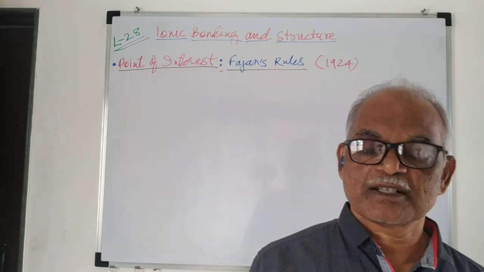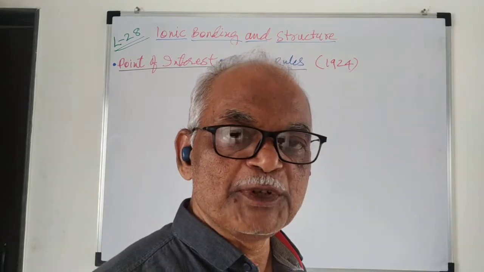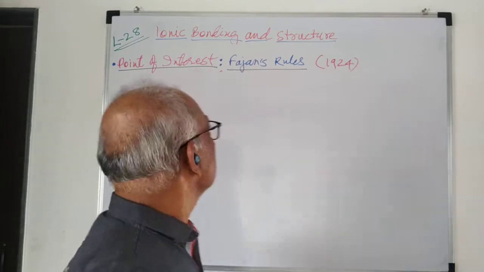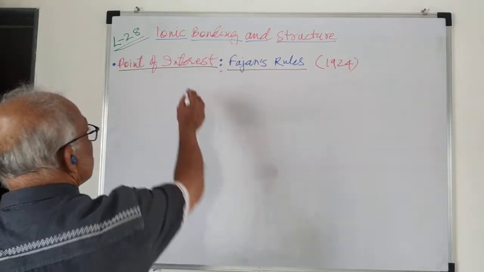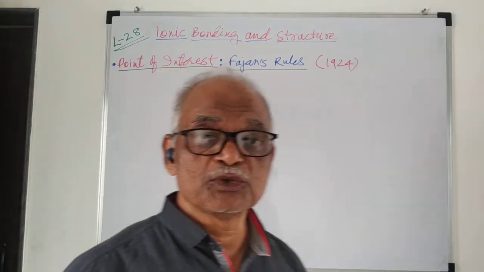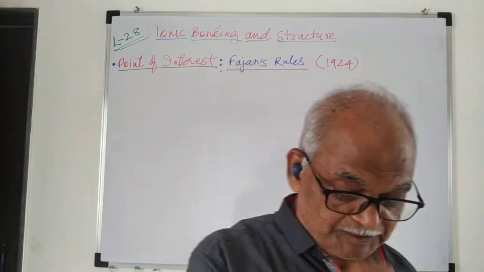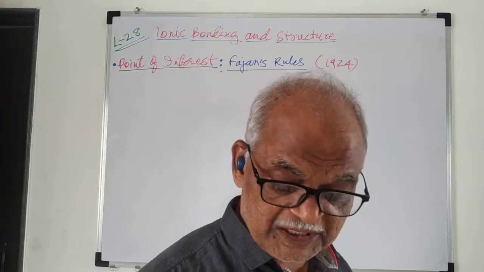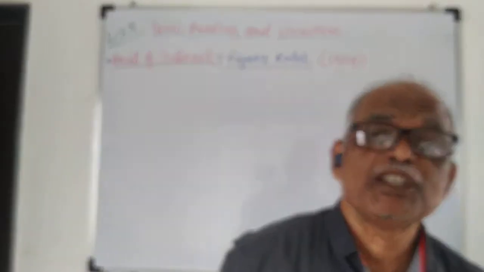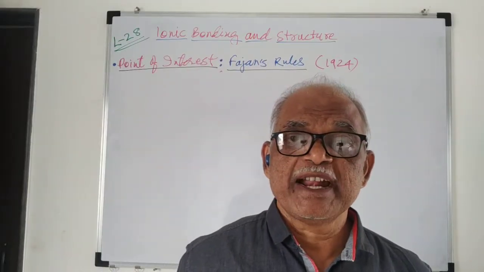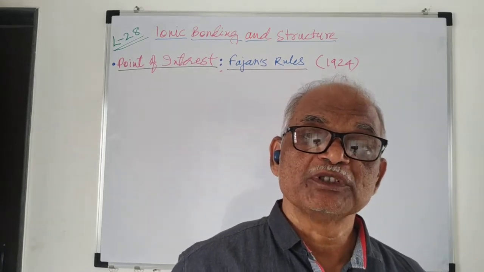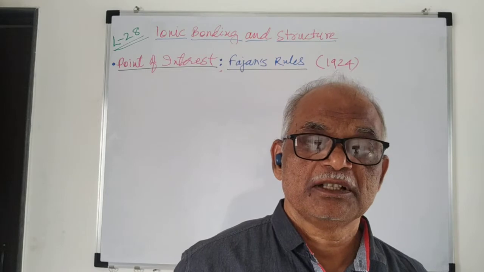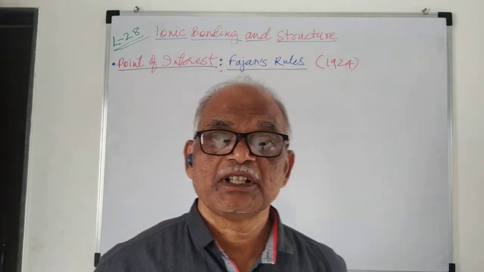Today we will discuss a new point in the topic of ionic bonding and structure. Today's point of interest is Fajan's rules. Fajan explained these rules in order to provide an explanation for ionic solids which show unexpected behavior. So what is unexpected behavior?